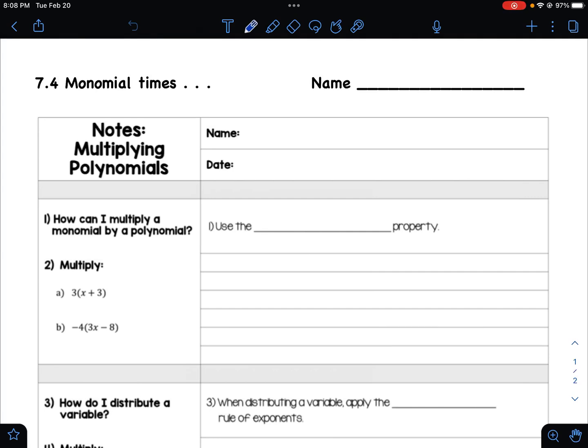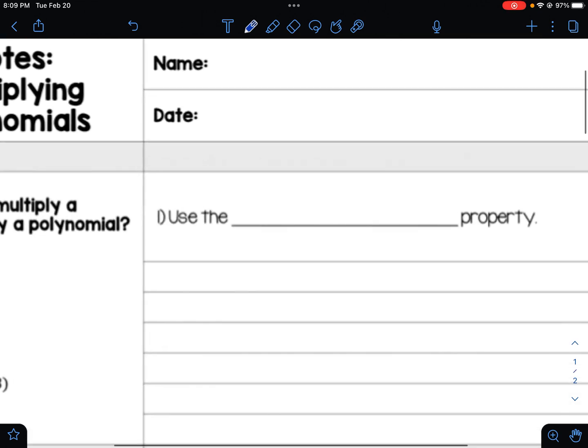So today we're going to talk about multiplying polynomials, and we're going to break it down into a couple of different lessons. In this one we're going to start with a monomial. Remember that the mono prefix means one, so one term times other terms. Really, that means we're using the distributive property, and I'll show you what I mean by that.